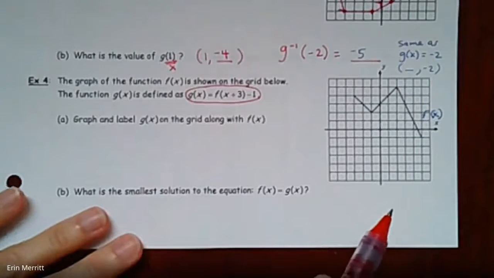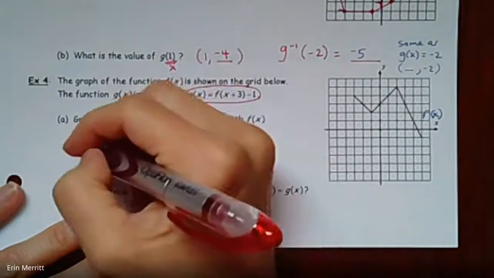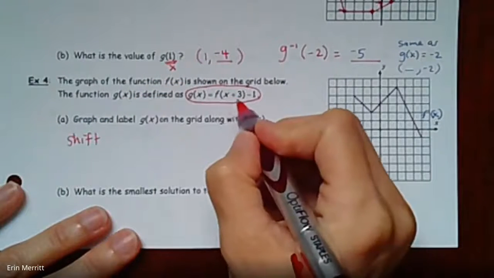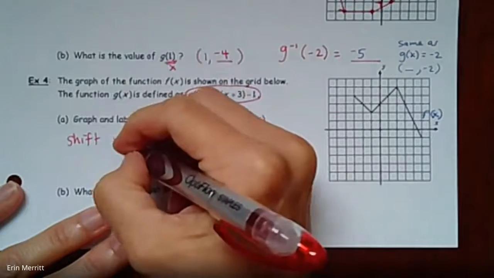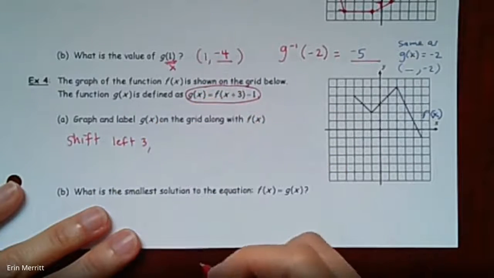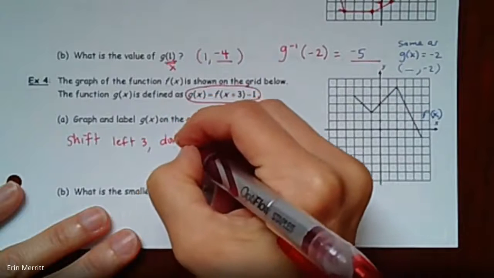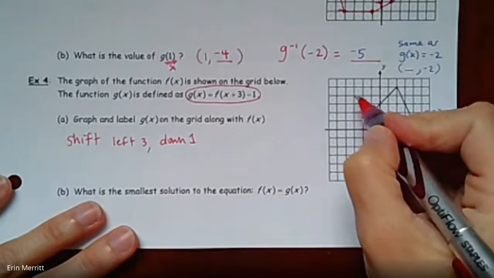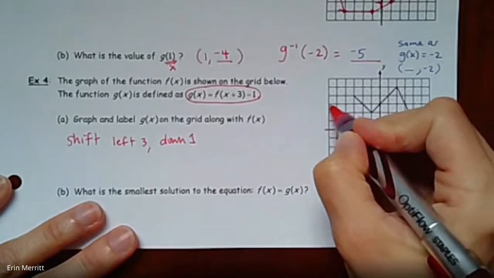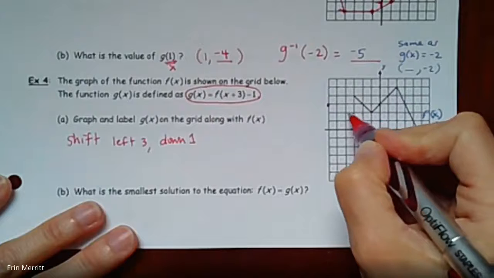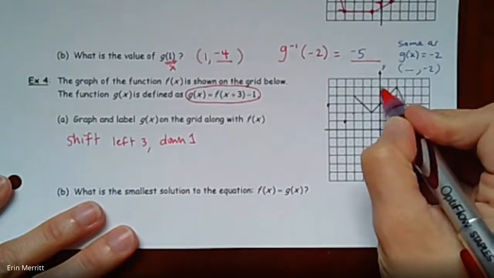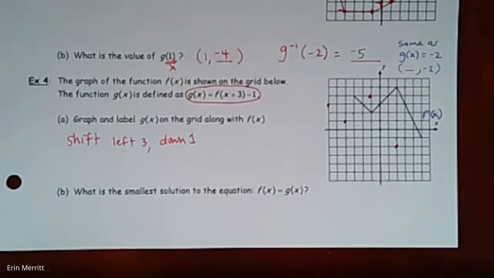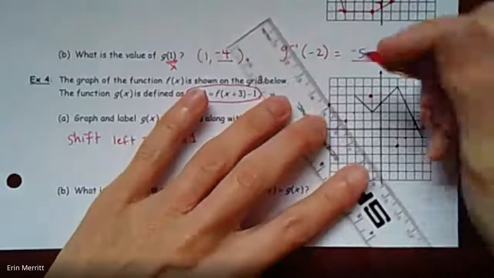So again, I want you to think, how is this thing going to translate? You can say shift or translate, that's up to you. +3 means we're going left 3. -1 means it's going down 1. So take a second and graph that. Walk each of those corner points. So left 1, 2, 3, down 1. All right, and then connect the dots.